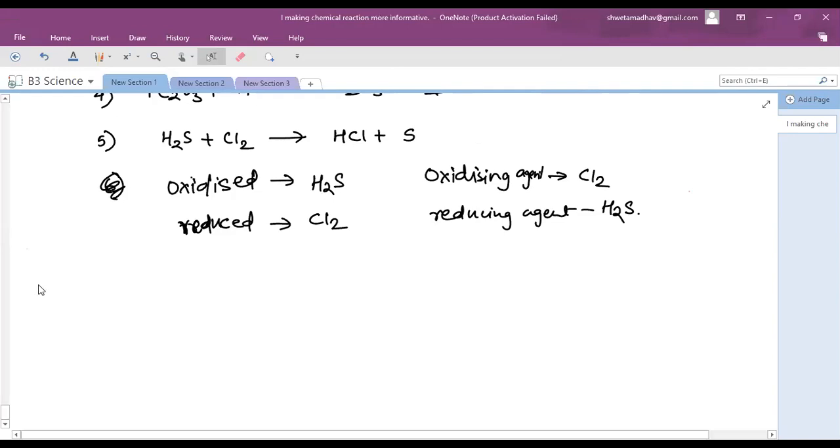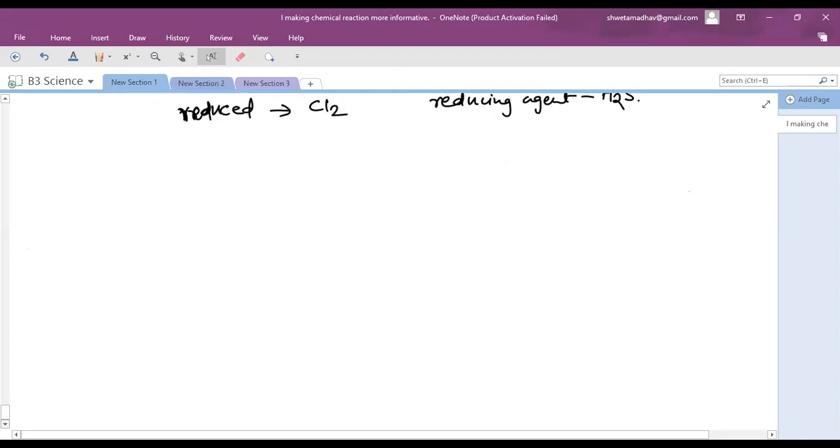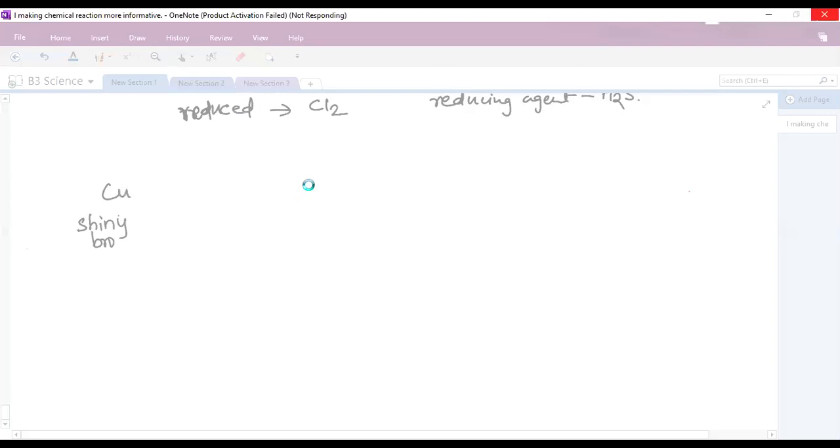Now, there is one activity given in your textbook about copper, and most of the time that question will be asked. So remember one of the equations used as an explanation for redox reaction. Copper initially has a shiny brown color. When it is heated strongly, what is happening?